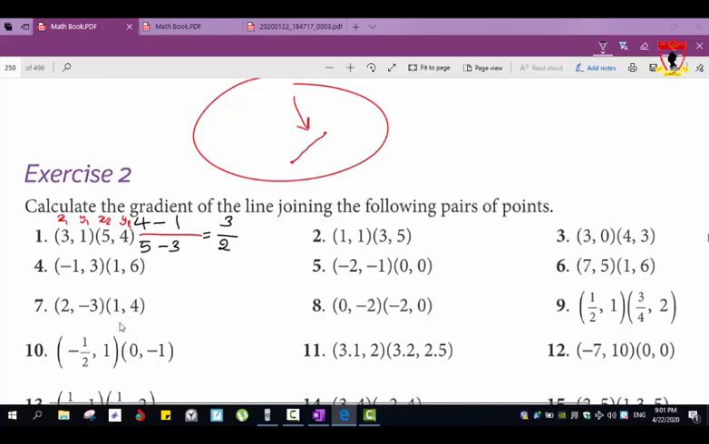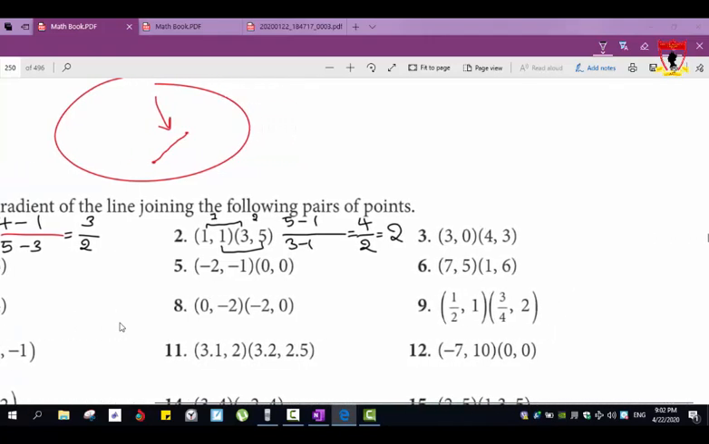Question 2. Let's say these are x2 and y2. These are x1 and y1. Then the fraction looks like this. 5 minus 1 and then 3 minus 1. This is equal to 4 over 2. 4 over 2 could be simplified to 2. Done.